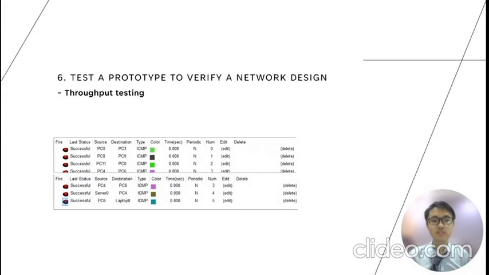So let's see the true output testing. Ping from PC0 to PC3 successful. Ping from PC8 to PC9 successful. Ping from PC11 to PC0 successful. Ping from PC4 to PC6 successful. Then ping from server 0 to PC4 successful, and PC6 ping to laptop 0 also successful.